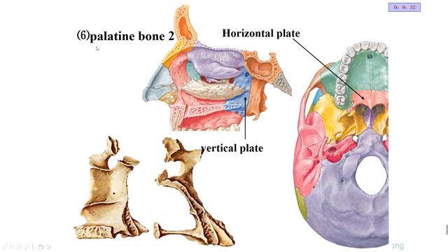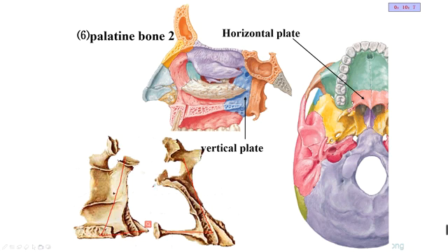The sixth one, the palatine bone. Just now we have seen the palatine bone is behind the maxilla. This picture is the inferior view of the palatine bone behind the maxilla. And this bone is shaped like the English letter L. Now you see this one is the anterior view. This one is the left palatine bone, and on the right side there is another palatine bone.